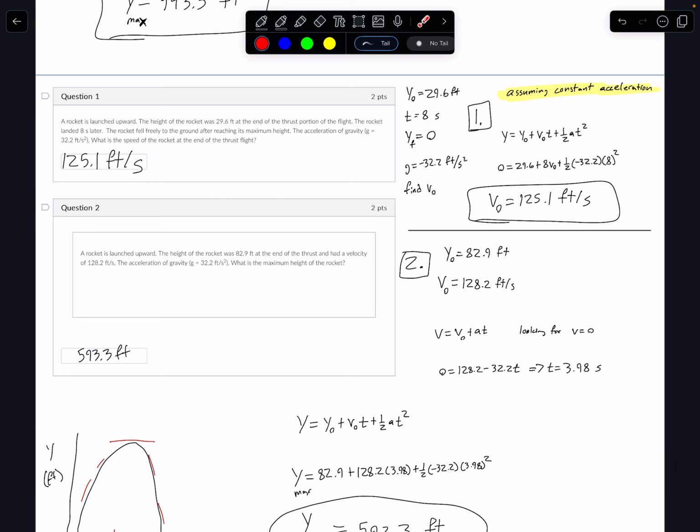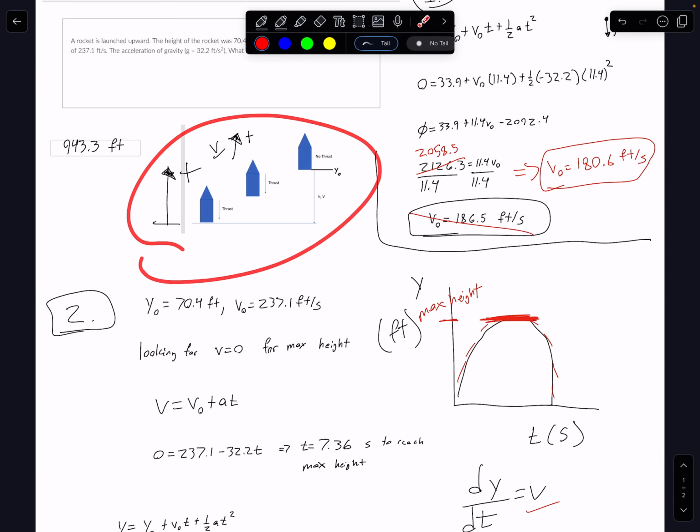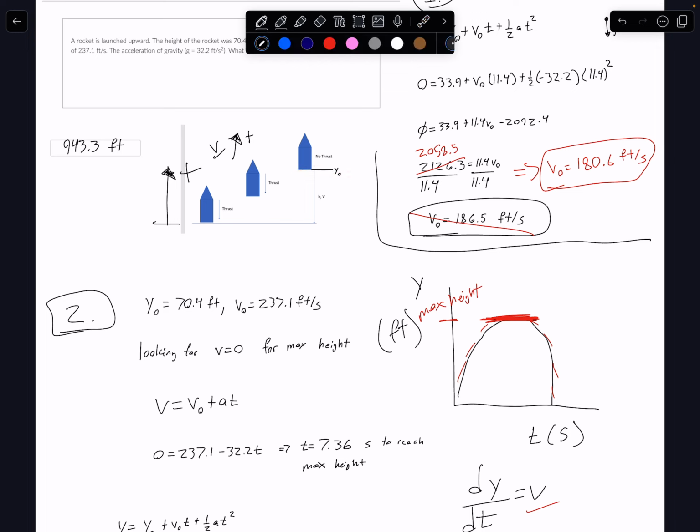Same question for number one, just different numbers. Height of the rocket that's launched upward. It's the height of the rocket at the end of the thrust, which is here. This is our y0, so this is where we have no more thrust, and if we do a free body diagram, all we would have is gravity pulling it down.